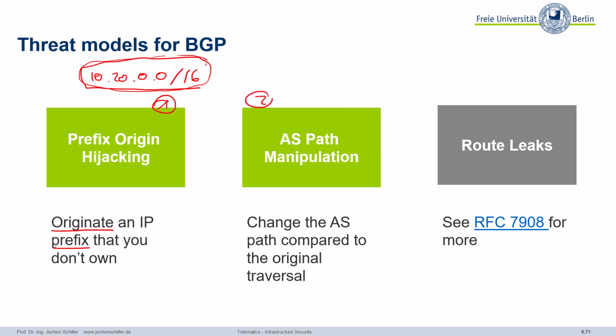The second issue is AS path manipulation. That means I change AS paths, as we will see, compared to the original one. That's also something I can do. And then we have a third one, that's a problematic one, because as we will see, we can not easily protect the network from this. It's called route leaks. I will look into this later.